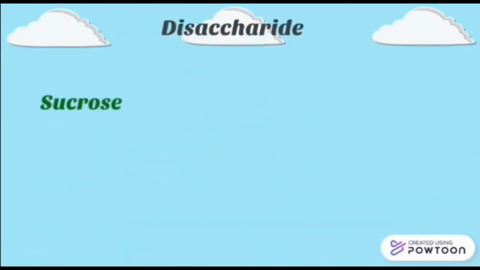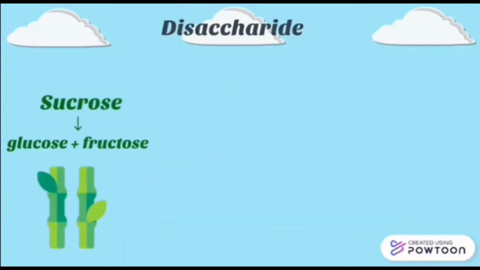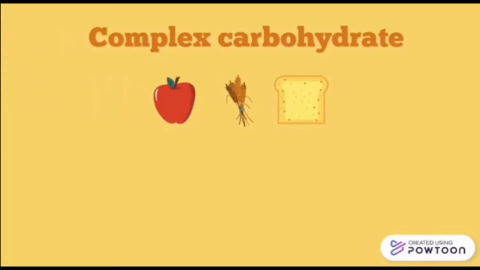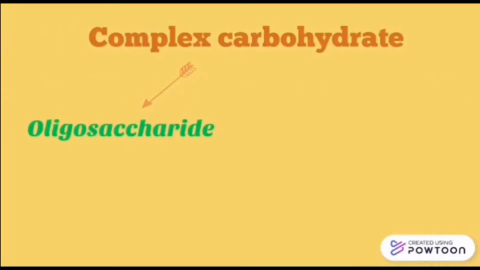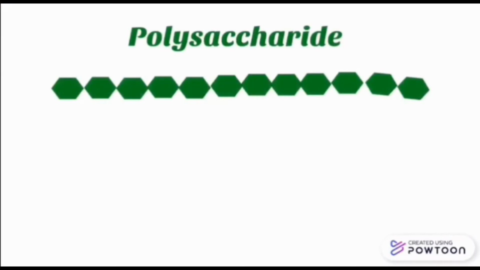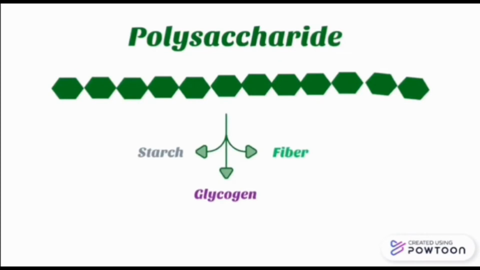Disaccharide. First, sucrose is made up of one molecule of glucose and fructose. Lactose is made up of one molecule of glucose and galactose, while maltose is made up of two molecules of glucose. For complex carbohydrate, they are oligosaccharide and polysaccharide. Oligosaccharide consists of 3 to 6 monosaccharide units. The two most common are raffinose and stachyose. Next, polysaccharide contains many monosaccharides that link together. For example, starch, glycogen, and fiber.